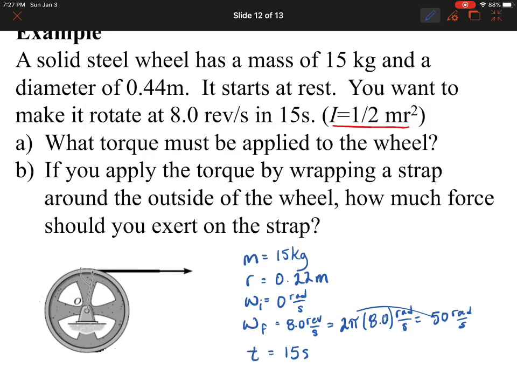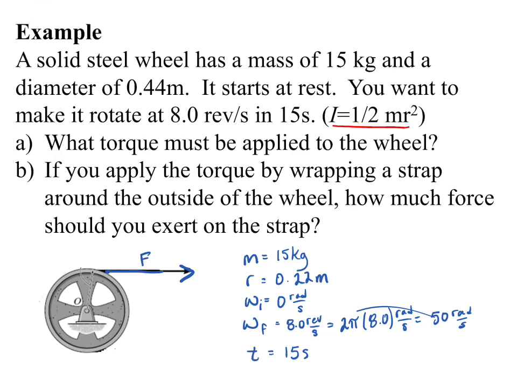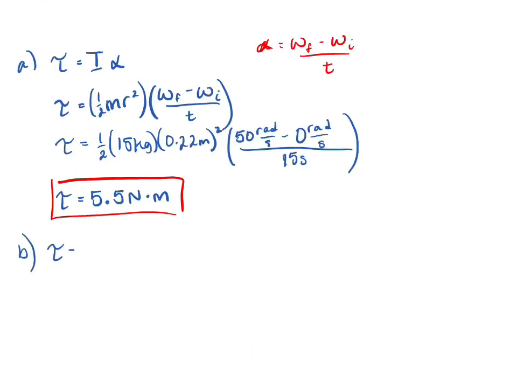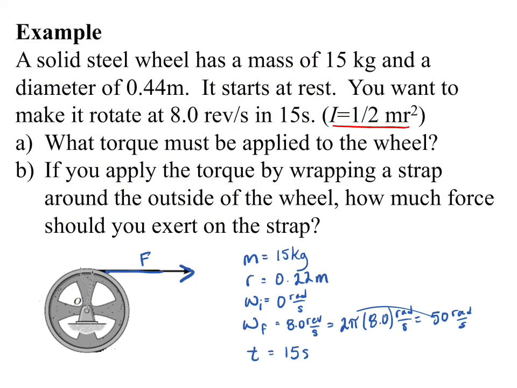Yay. Okay, finally, B. If you apply the torque by wrapping a strap around the outside of the wheel, how much force should you exert on the strap? So you have the strap here, and you are going to pull it, and that's going to make this wheel go, okay? So we need to apply some sort of force. Let's go back to our original equation for torque. What was it? Remember, that's torque is equal to R times the perpendicular force. And in this case, we are going to assume that we are only going to apply a perpendicular force. Remember, that means perpendicular to the radius, okay, at this point.